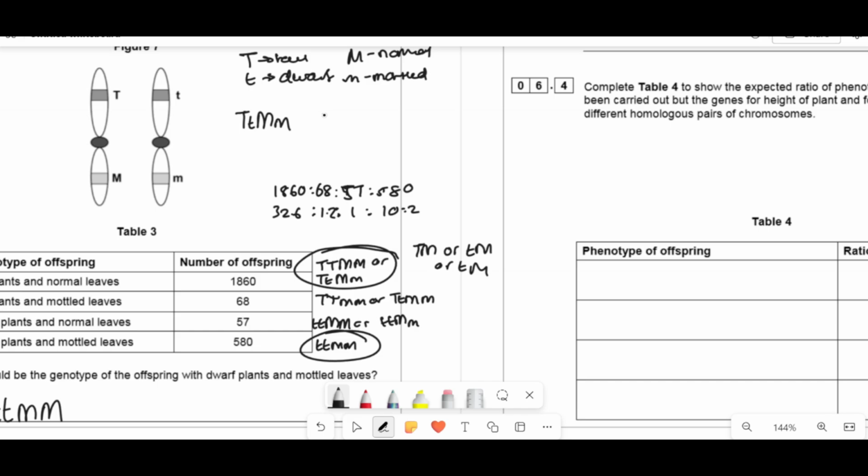So if we take, for example, a pair of homologous chromosomes here, for example, this, and in meiosis, they're going to replicate first and form these.